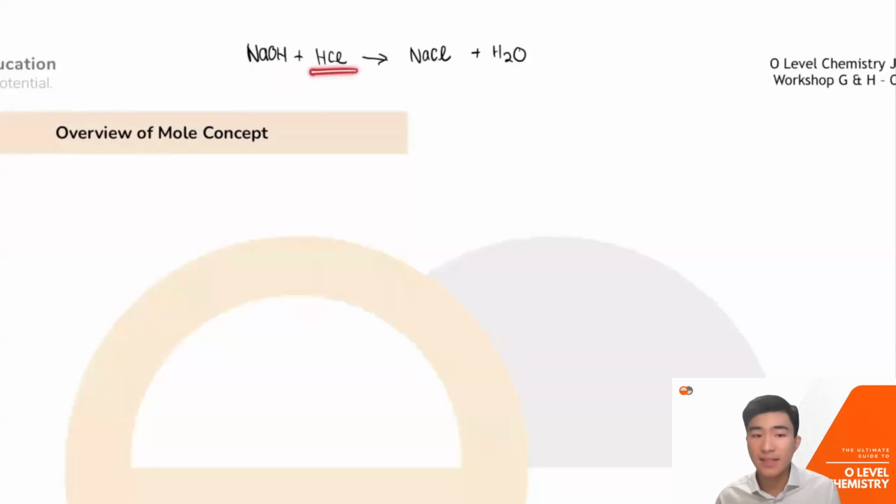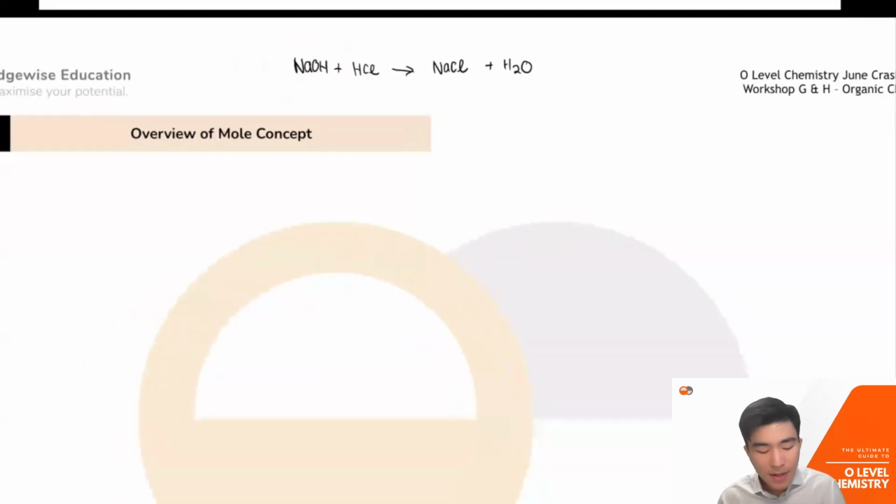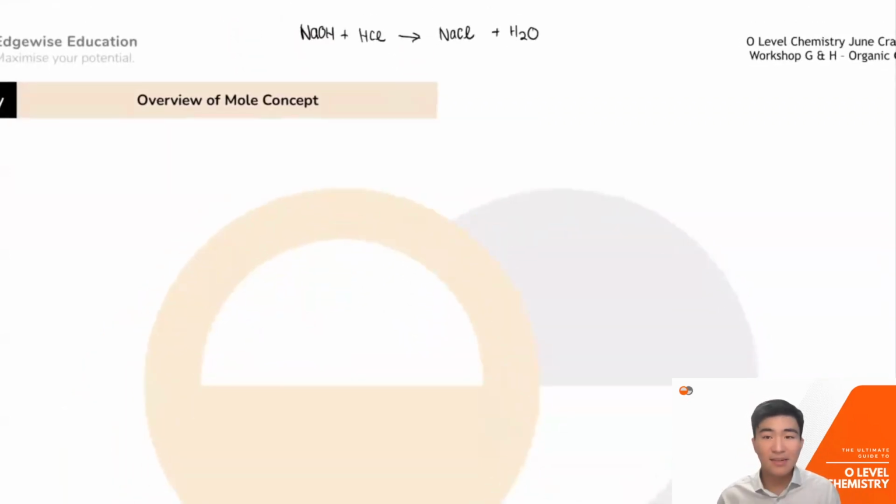If not, I will have excess of this, I will have excess of this. I'm not sure which one I have in excess. So that is the reason why mole concept is important, it helps us to calculate what is the ratio of this compound going to react with the next compound. Now, that's just a recap for you.